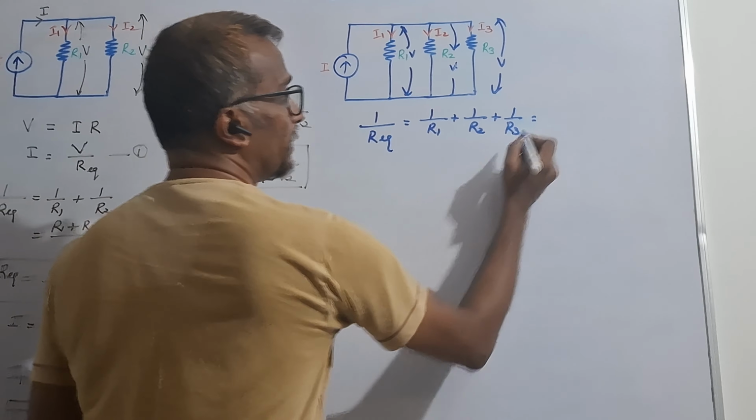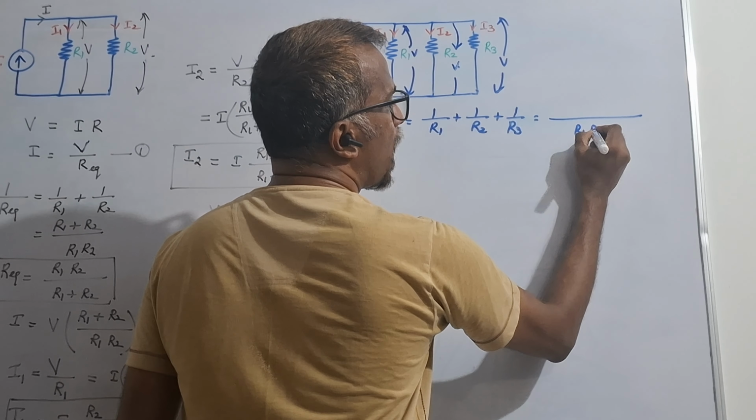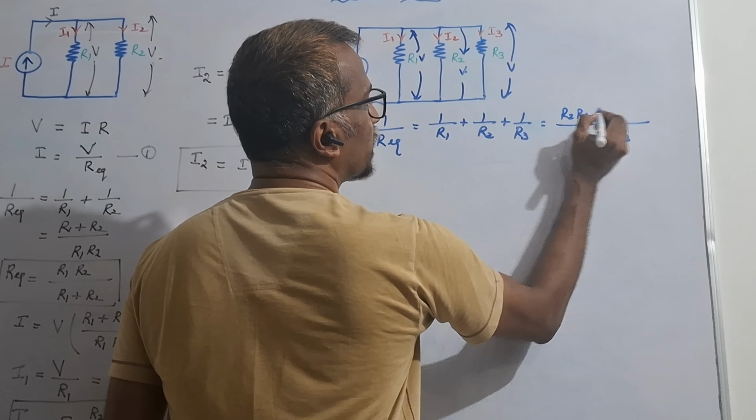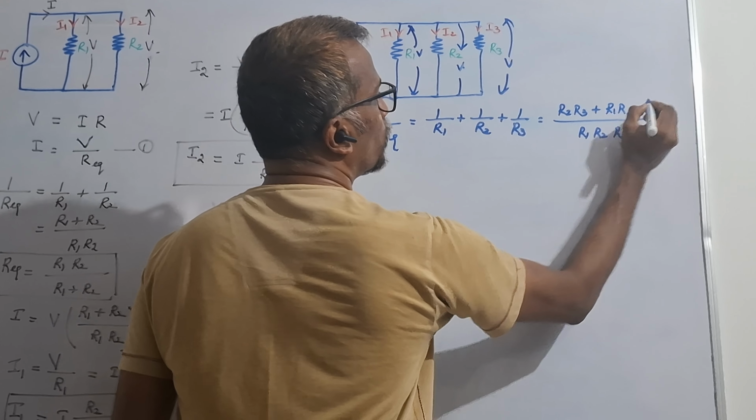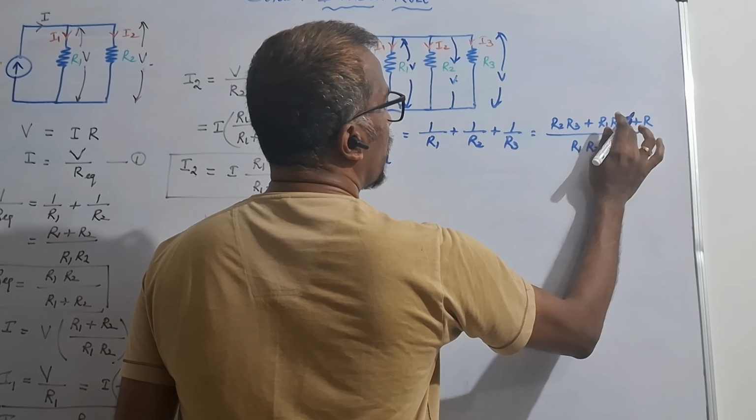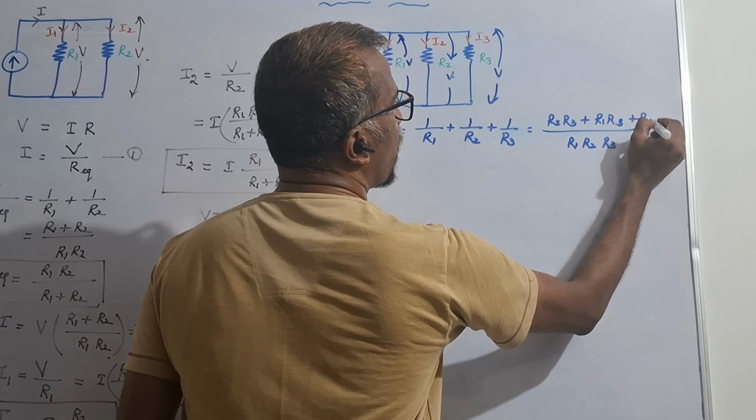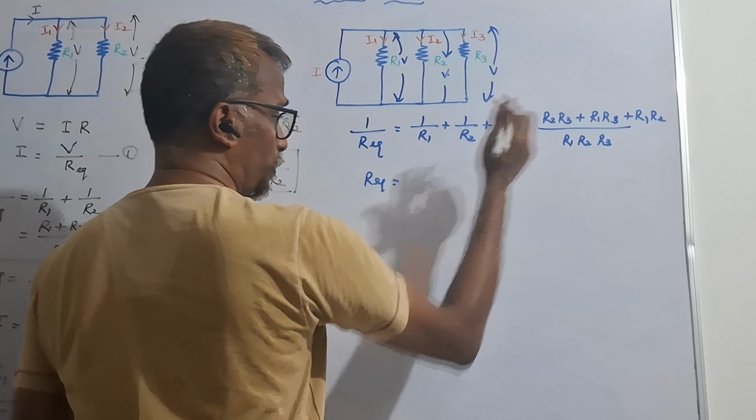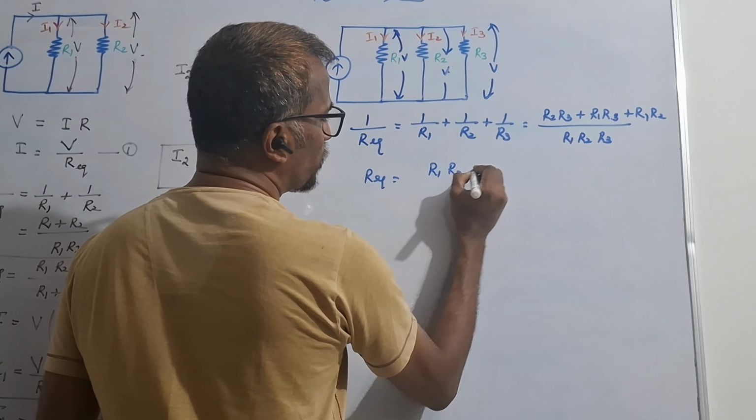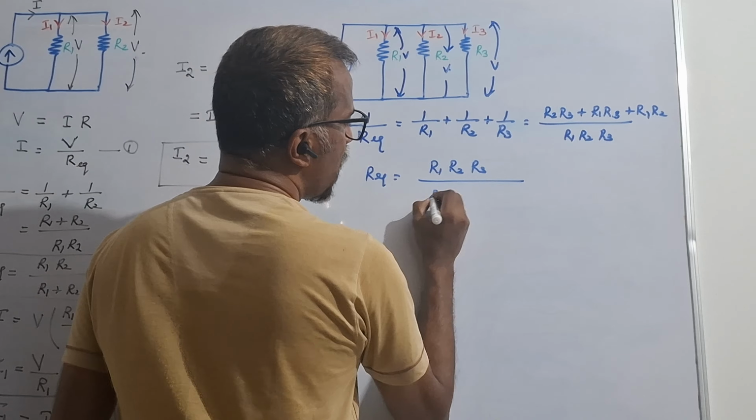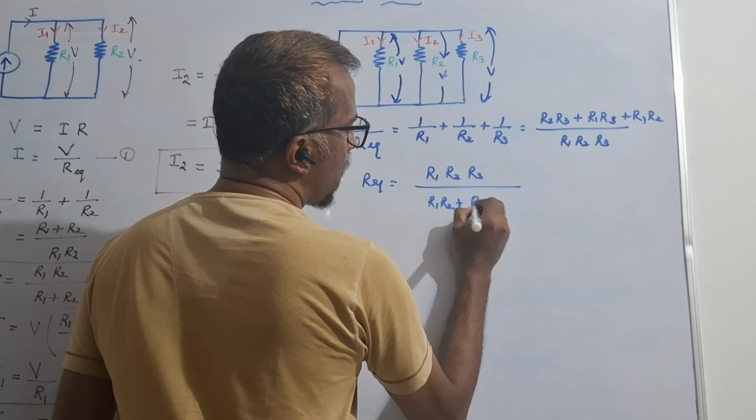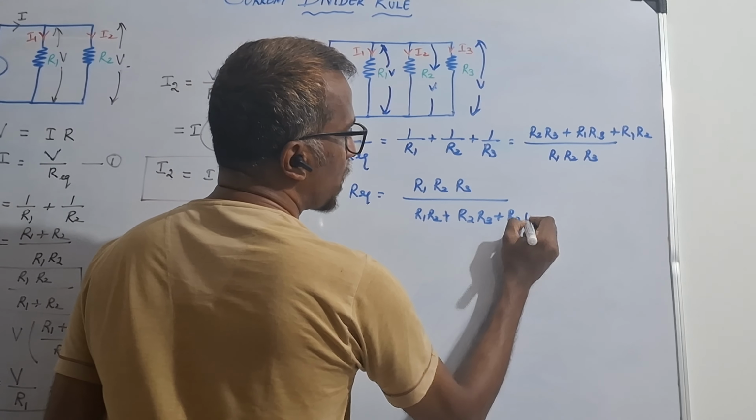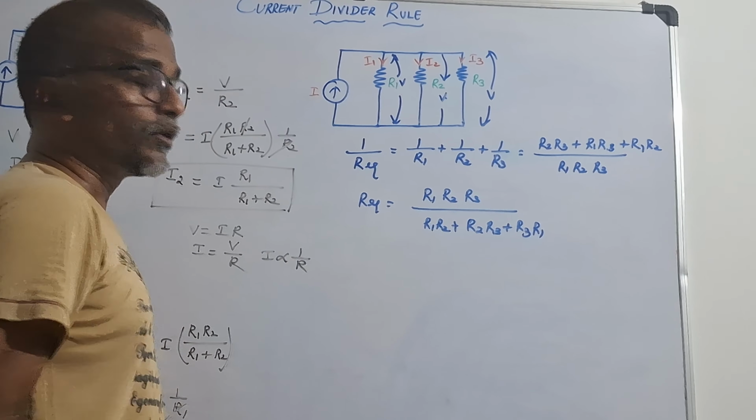If we take the LCM, we have R1 R2 R3 as the LCM. So we will get R2 R3 plus R1 R3 plus R1 R2. That means R equivalent is equal to the reciprocal of this. Therefore, R1 R2 R3 divided by R1 R2 plus R2 R3 plus R3 R1. So like that we can find out R equivalent.